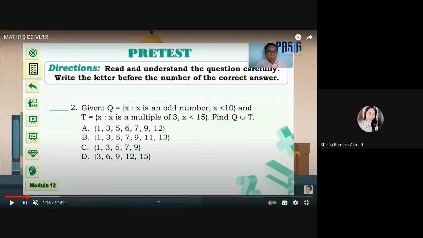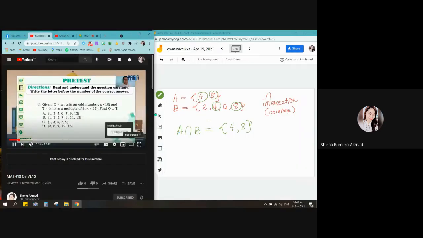Number 2, given the event Q or X such that, we read that X such that X, you already know this when you were in grade 7 ha, bumabalik lang tayo sa kung ano yung natutunan nyo ng grade 7. X such that X is an odd number and X is less than 10.